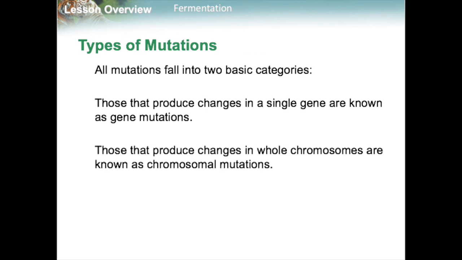So now and then there are mistakes being made in copying the DNA. So you insert the wrong base, you skip a base, something happens, and these mutations can be inherited and change all genetic information. So there's two basic categories. There's those that are on a single gene, known as gene mutations, and there's some that are chromosomal ones that are on whole chromosomes, and they're known as chromosomal mutations.